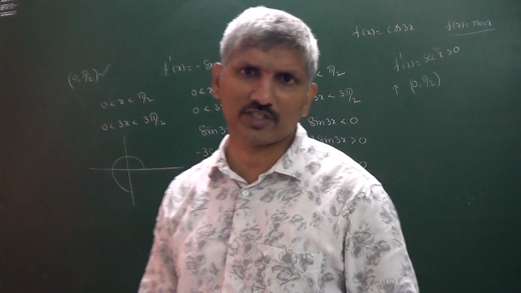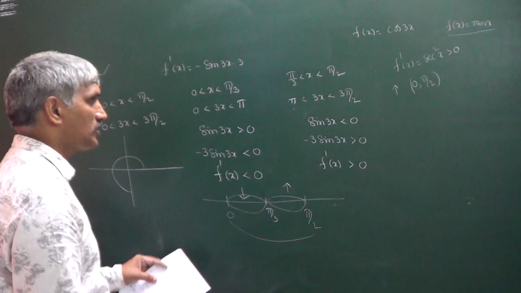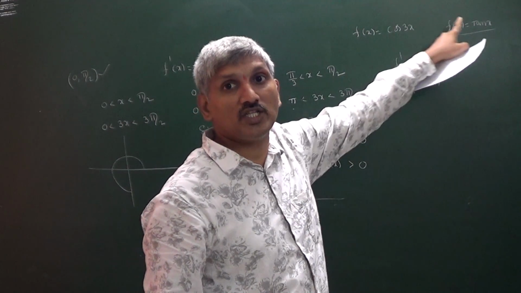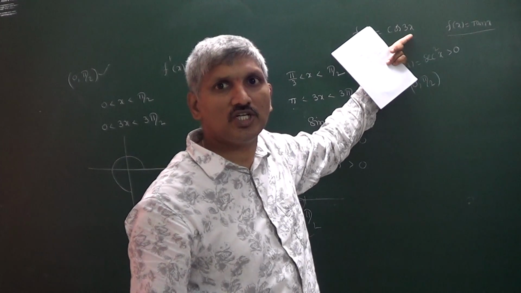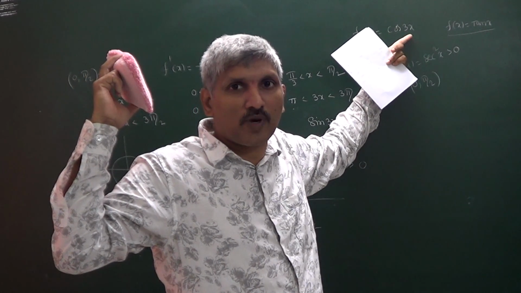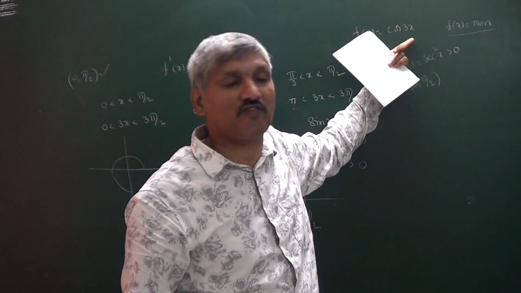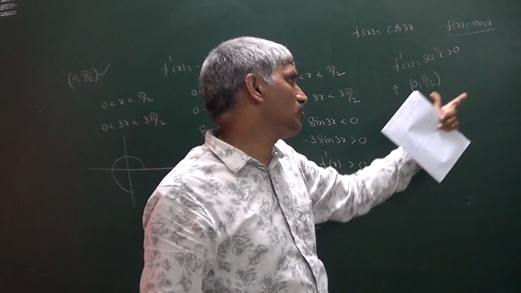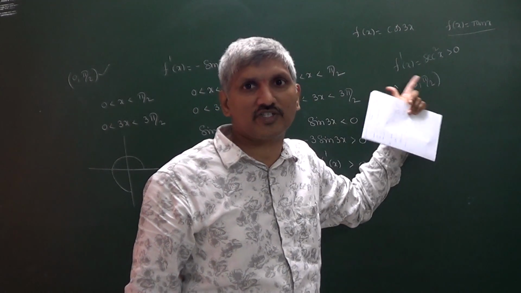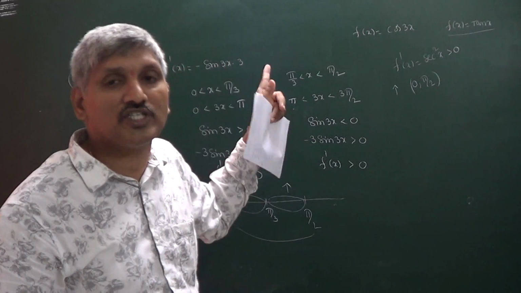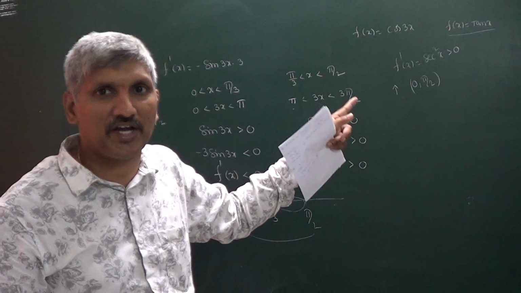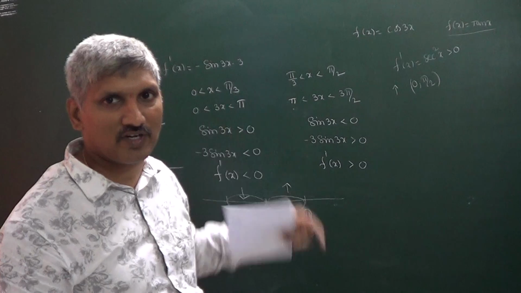So in total, 4 functions are given. Among those 4 functions, the third function is neither increasing nor decreasing in the interval 0 to pi by 2. That means it is not a monotonic function, whereas f of x is equal to tan x is a strictly increasing function. But he is asking in the question, which of the following functions are strictly decreasing functions? The first and second functions are correct.